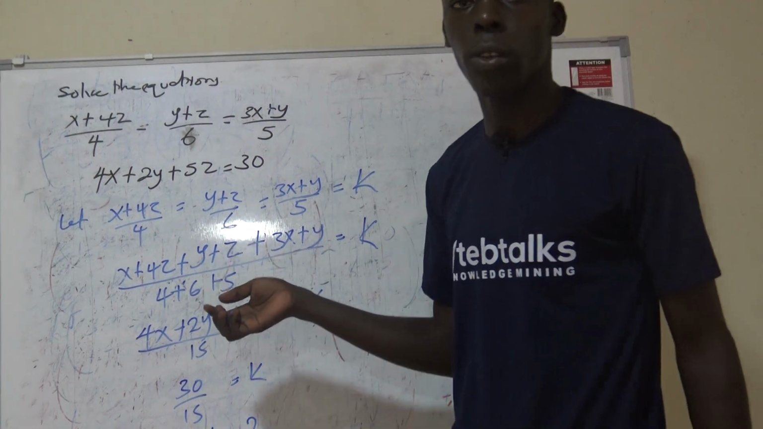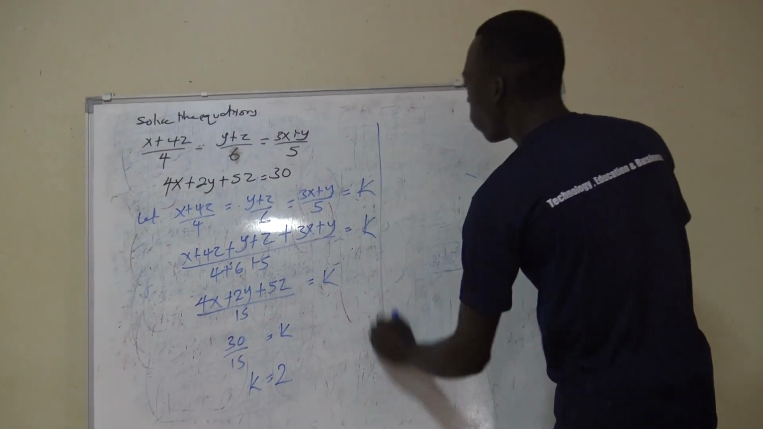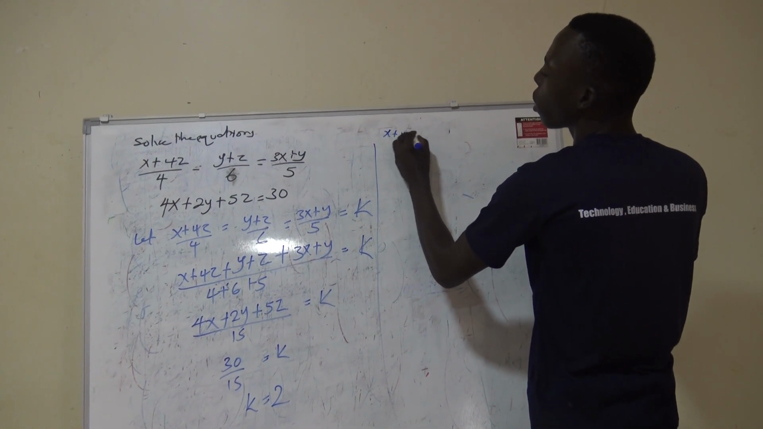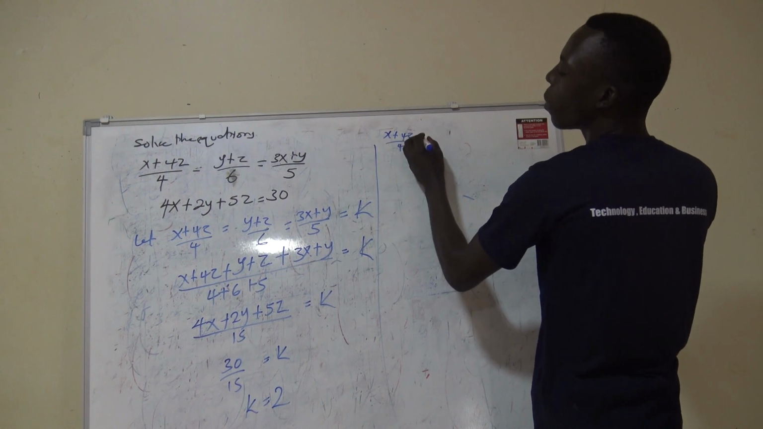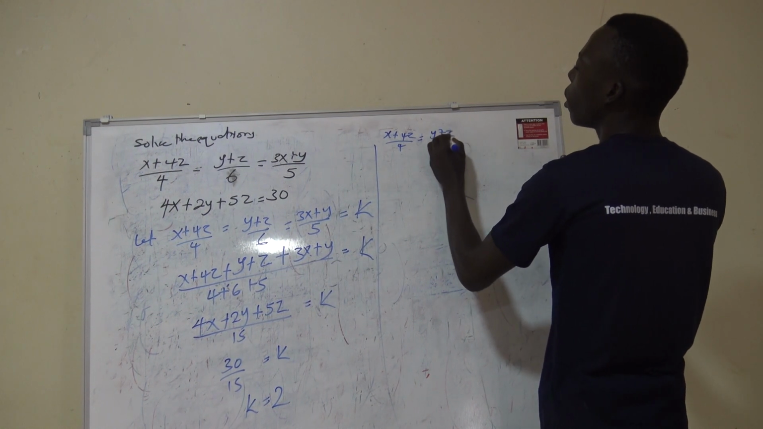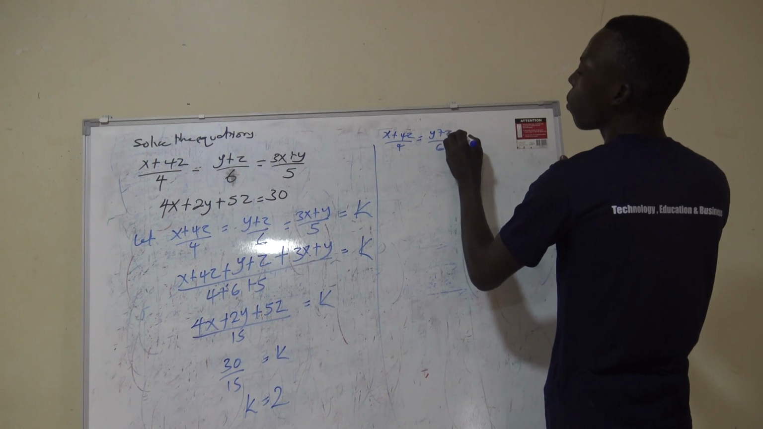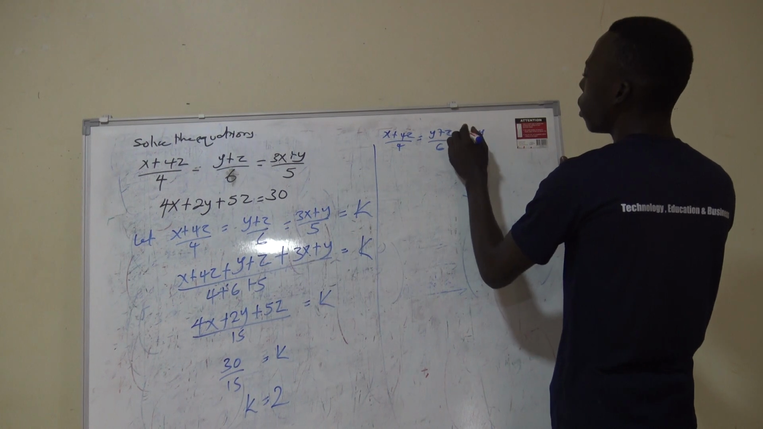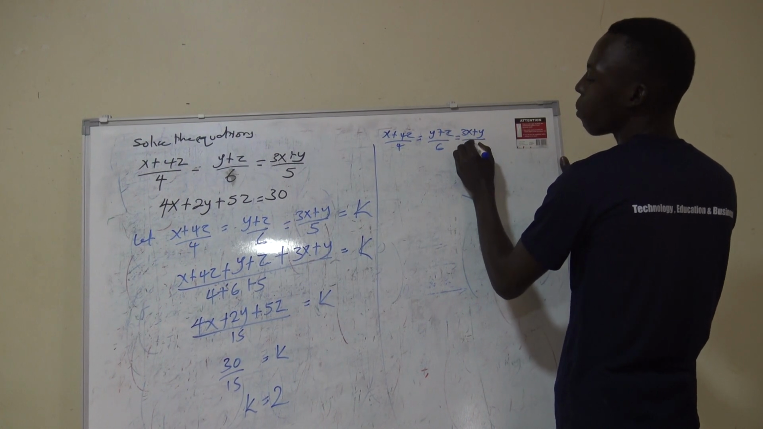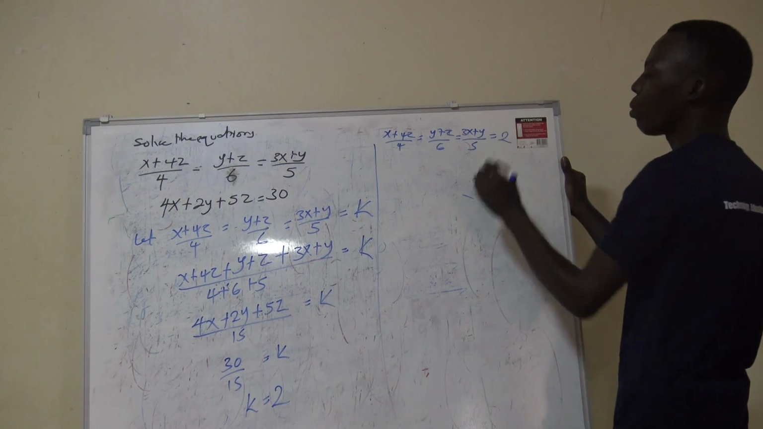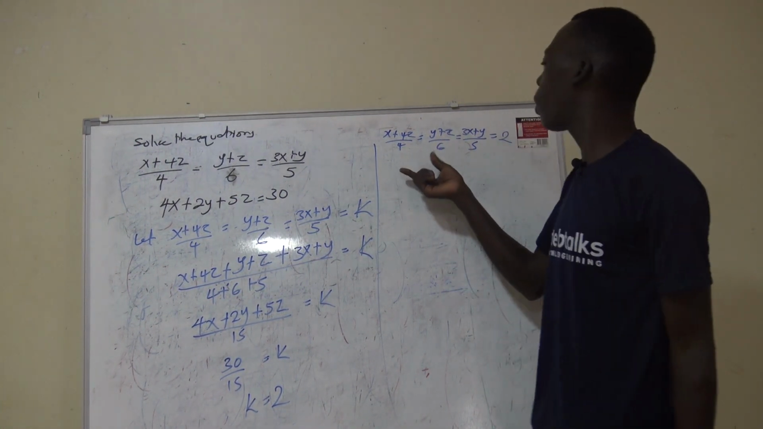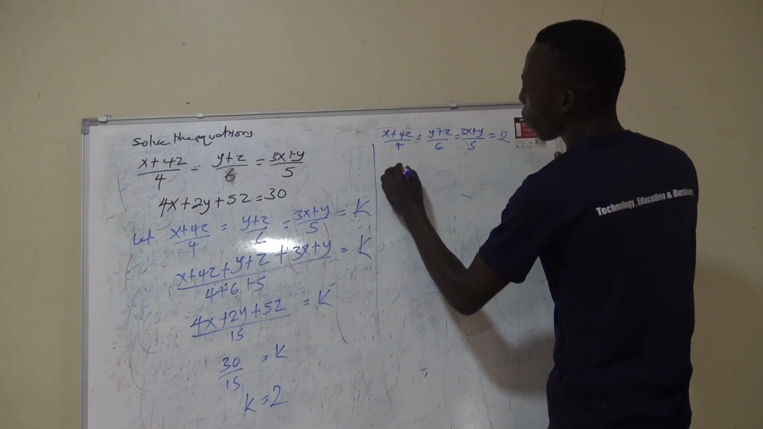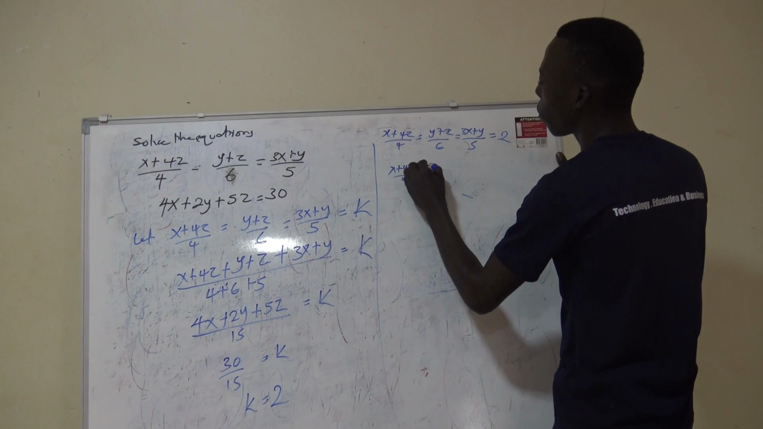After getting k as 2, remember we said let this one be equal to k. So we need now to get the values of x, y, and z. After getting k equals 2, you say (x + 4z)/4 = (y + z)/6 = (3x + y)/5 = 2. By doing this, I'm going to equate everything to 2. So it will be (x + 4z)/4 = 2.